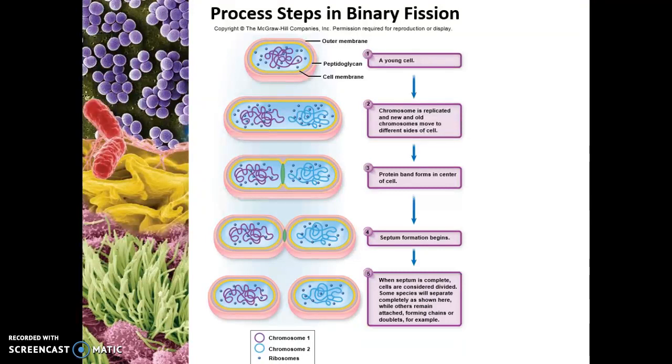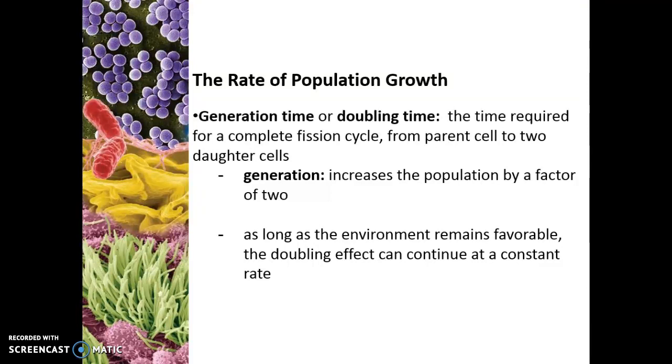And generation time. Alright, so we talked about this already. Generation time or doubling time, replication time, is the time required for a complete fission cycle from parent cell to two daughter cells. So, as long as the environment remains favorable, the nutrients are there, the moisture is there, the temperature is correct, the pH is within a good range, and there aren't very many toxins, the doubling will continue to go on at a constant rate.